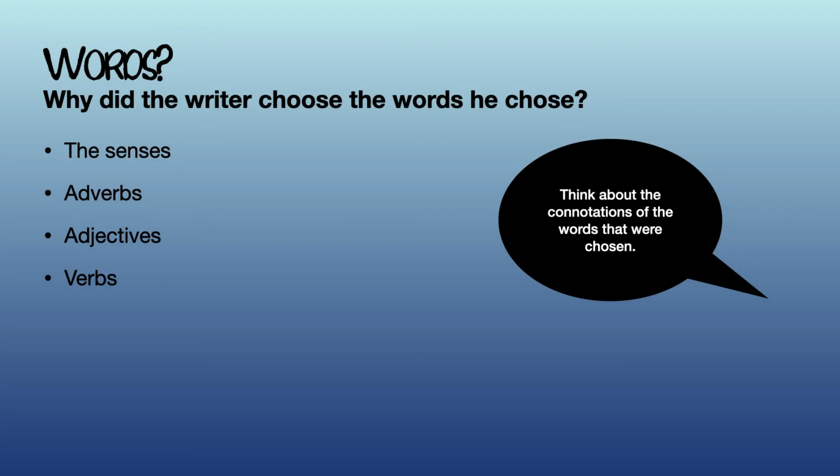Now we're going to look at the words and think about why did the writer choose the words he chose. Look for examples of using the senses. Then look for adverbs, then adjectives, then verbs. There's something really unusual about some of the words in this poem, and I want you to have a wee discussion about that just now.